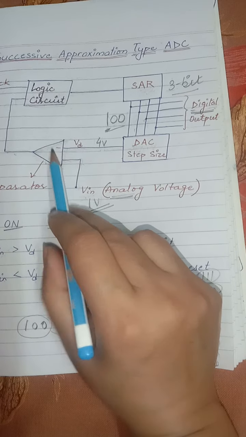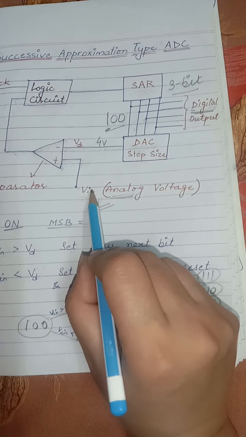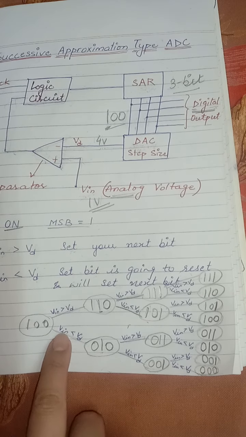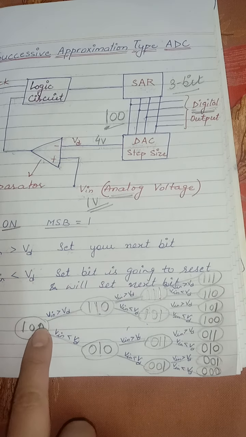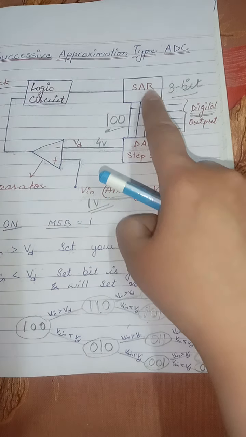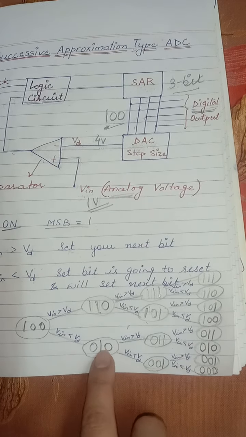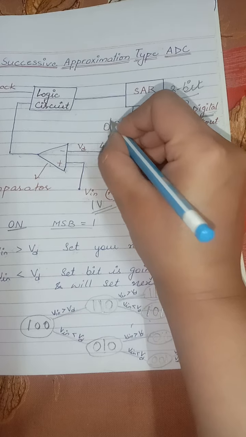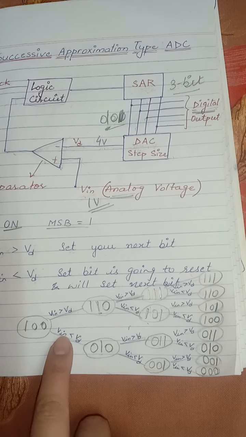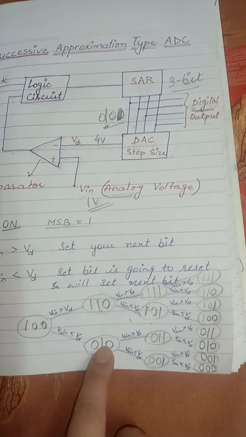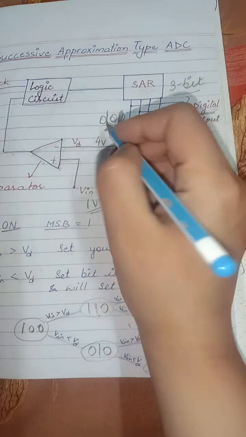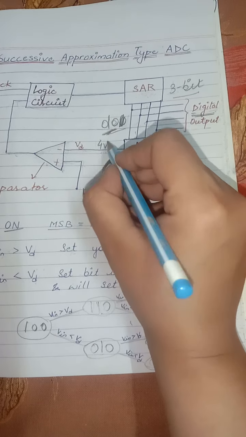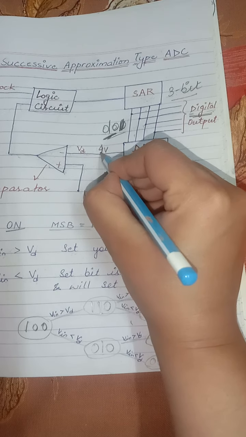We are here providing a 1 volt. It will compare. Now you can see Vin is less than Vd, so it will go to this second case. Vin is less than Vd, that means directly the SAR will give the output like 0 1 0. Now this 0 1 0 DAC will convert this digital output into analog. This is 0 1 0, so the corresponding voltage will be 2 volt.